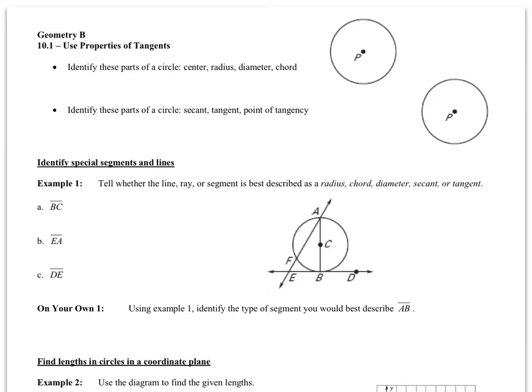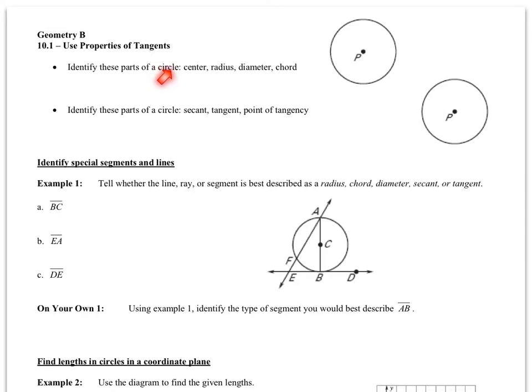Hi class, this is lesson 10.1, use properties of tangents. Before we start talking about tangents, we have to look at the different parts of the circle. So this first part, identify the parts of a circle.